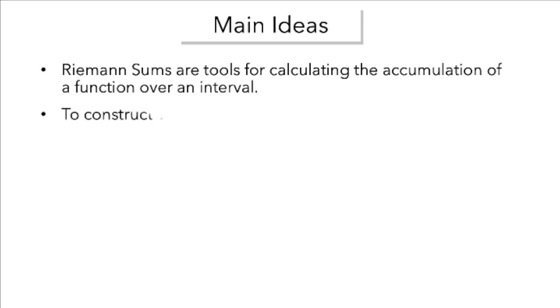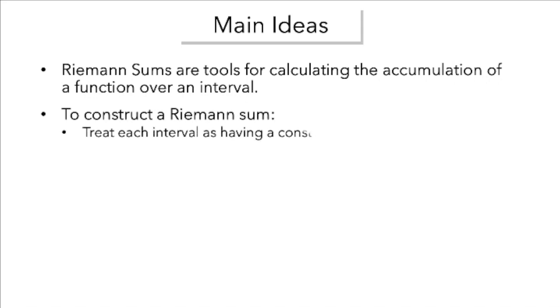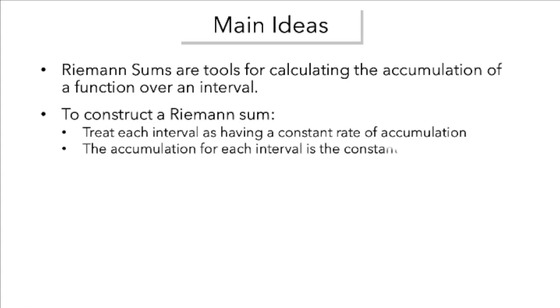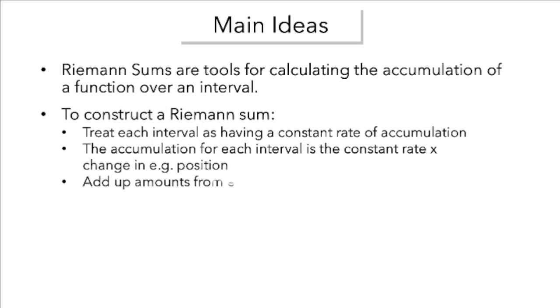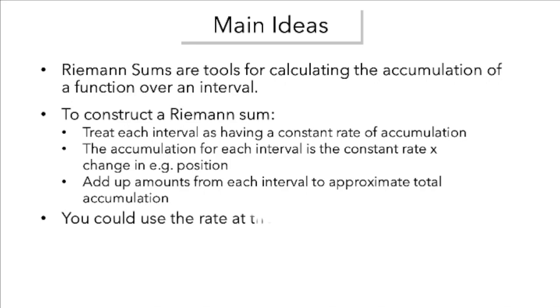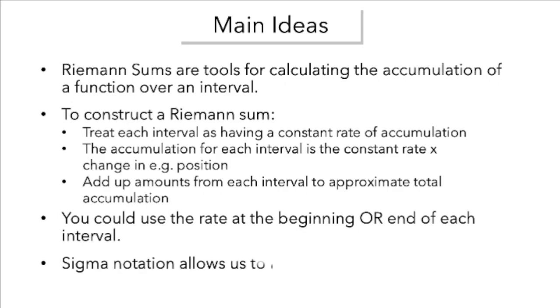To construct a Riemann sum, treat each interval as having a constant rate of accumulation. The accumulation for each interval is the constant rate x change in, for example, position. Add up amounts from each interval to approximate the total accumulation. You could use the rate at the beginning or end of each interval. Sigma notation allows us to represent the sum.